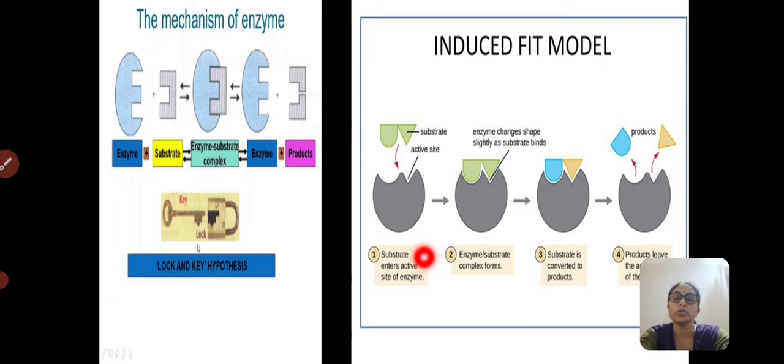Here what Koshland has said is, the enzyme will be there and the substrates, and as soon as the substrate comes into the vicinity of the enzyme, it creates a certain conformational change. The substrates themselves induce the conformational change in the enzyme, making the active site suitable for them, and then they bind and show the catalytic action and formation of the products. In both these models, one thing is common, that is the formation of the enzyme-substrate complex.